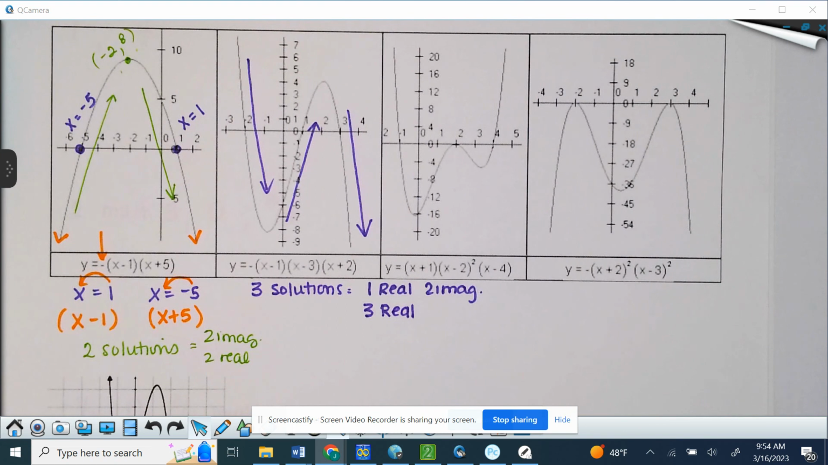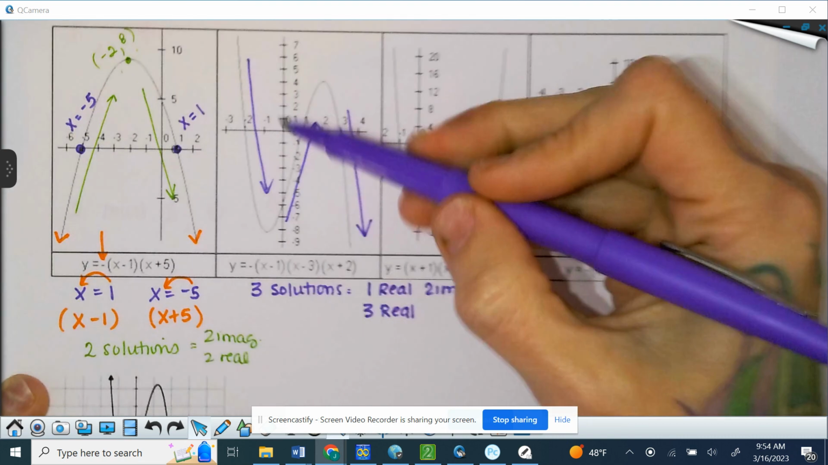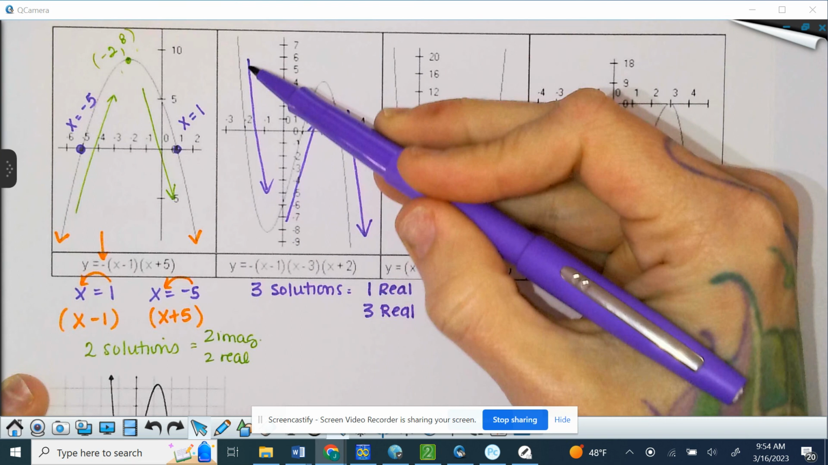So no matter what the combinations are, that right-hand side is the way I always write real first and then imaginary second. But imaginary has to be 2, 4, 6, 8. There can never be one imaginary solution because they will say, what are the possible combinations of solutions? And again, you know it's out of 3 because there's 3 directional changes.